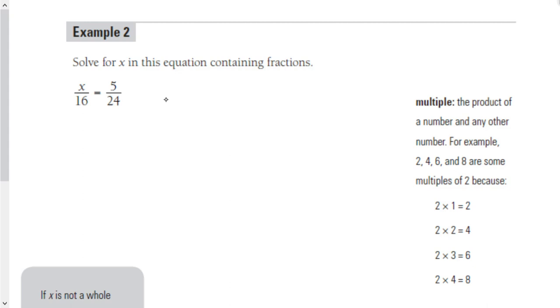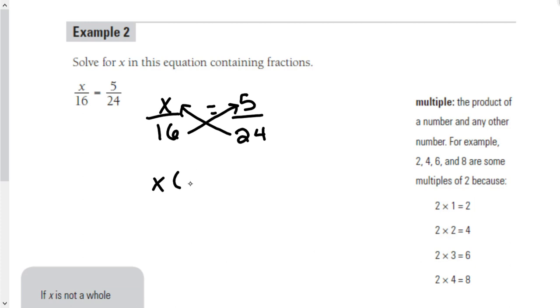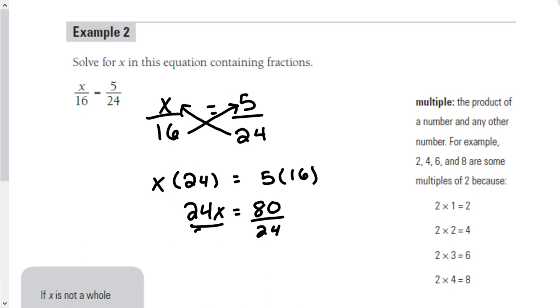So when I solve for x here, because of this equal sign, we're going to do this x slide. So this becomes x multiplied by 24 is equal to 5 multiplied by 16. 16 multiplied by 5 is 80. So this is 24x is equal to 80, and we divide by 24. So x is equal to 10/3.